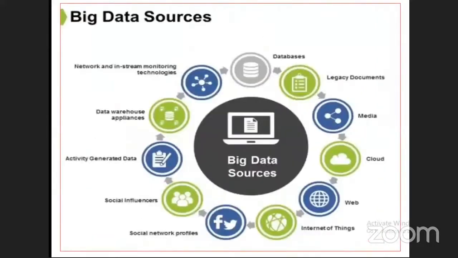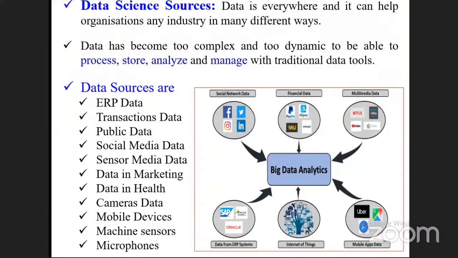So where is this data coming from? What are the big data sources? Like the Facebook database, legacy documents, old databases, media database, cloud database, web database, social influencers, actively generated data, data warehousing applications, network related IoT databases. ERP data is a big database for data science applications. Maybe transaction data, public data, social media data, data in health, data in marketing, mobile device data, camera data, microphone data. Data is everywhere and it can help organizations and any industry in many different ways.